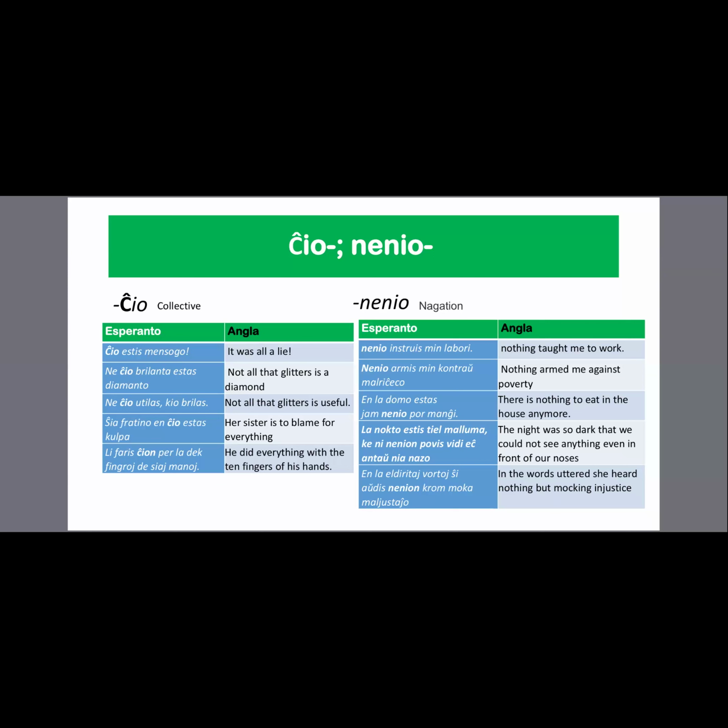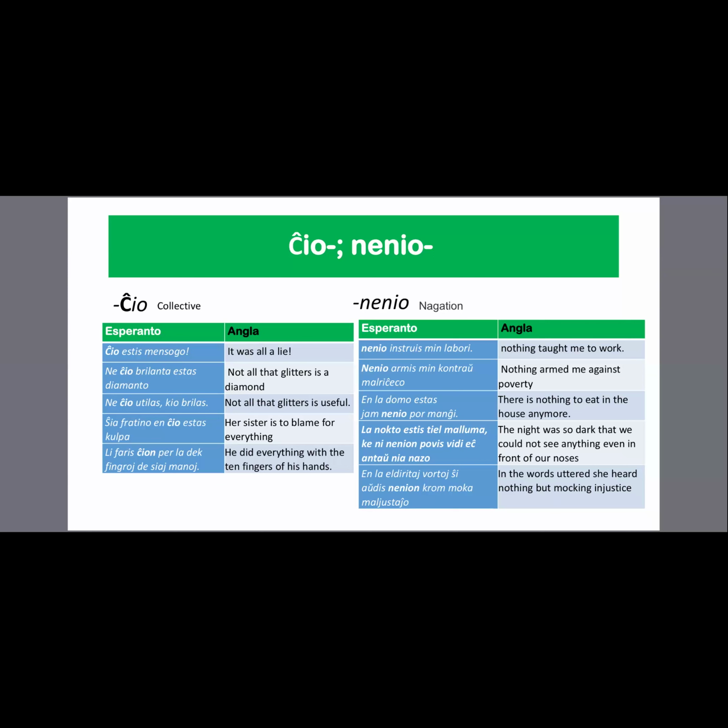Ŝia fratino en chio estas culpa. Her sister is to blame for everything. Maybe you cannot say, this one, if he was taken by a policeman who said so. There is nothing mistaken there. So when you say chio, ŝia fratino, fratino is a sister. Her sister is to blame for everything. Chio. Li faris chion per la dek fingroj de siaj manoj. He did everything with the ten fingers of his hands.